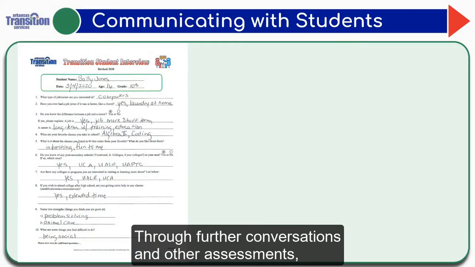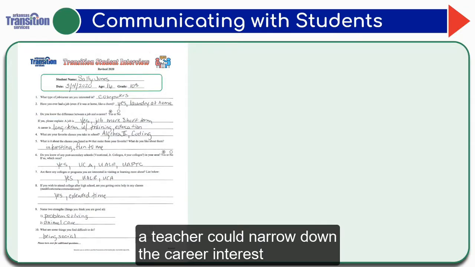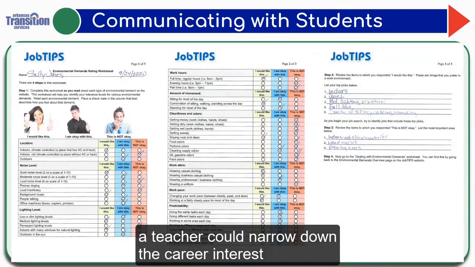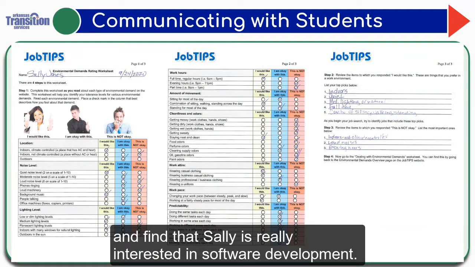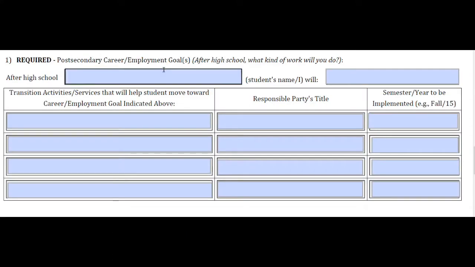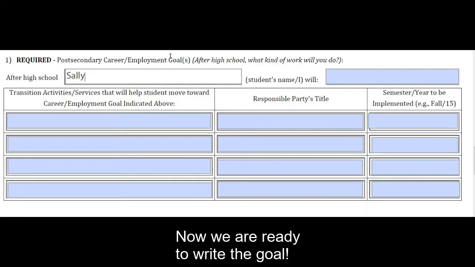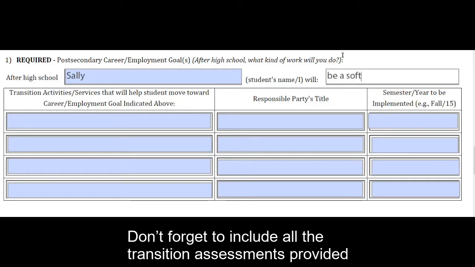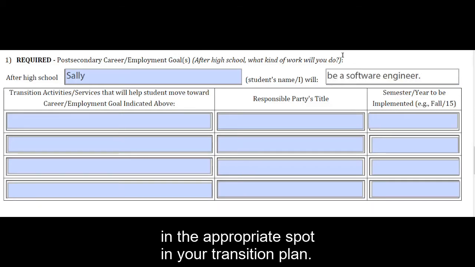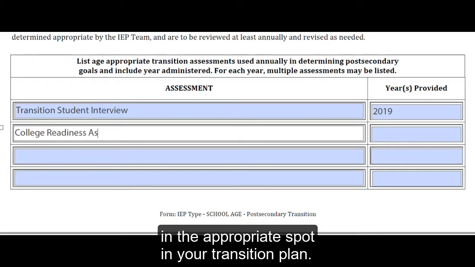Through further conversations and other assessments, a teacher could narrow down the career interest and find that Sally is really interested in software development. Now we are ready to write the goal. Don't forget to include all the transition assessments provided in the appropriate spot in your transition plan.